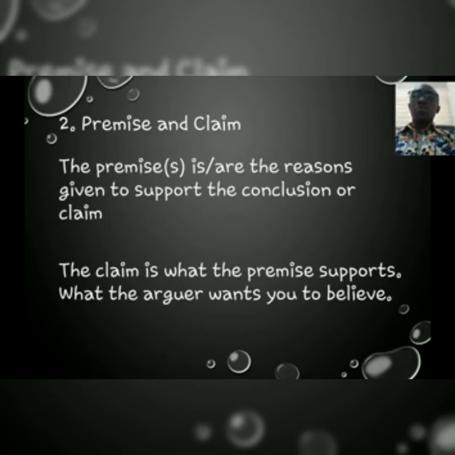So let's talk about the premise. The premise is or are the reasons given to support the conclusion or the claim. So the premise or the premises support the conclusion. Now the claim or the conclusion is what the premise supports, what the arguer wants you to believe. So these are the parts of an argument and the role each plays. The premises are the reasons giving support to the conclusion, and the claim or the conclusion is what the premise supports, or the main thing the arguer wants you to believe or accept.